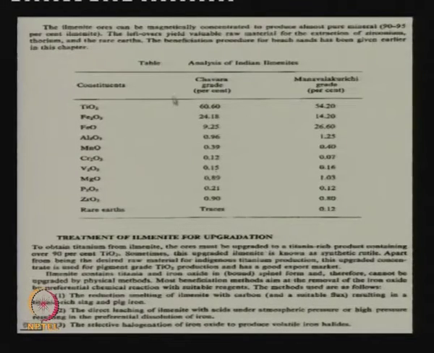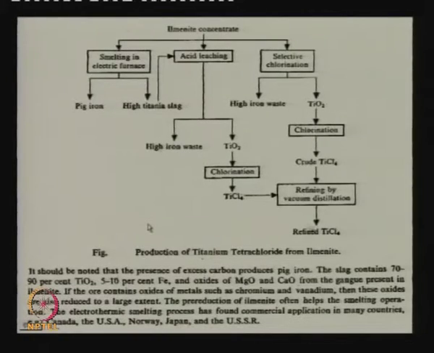Now, I mentioned that India has ilmenite, and given the analysis of two sources from which we can get ilmenite, these are beach sands. They can be very easily upgraded, because ilmenite is easily attracted by magnets. So, using low intensity magnetic separation, we can make a concentrate.